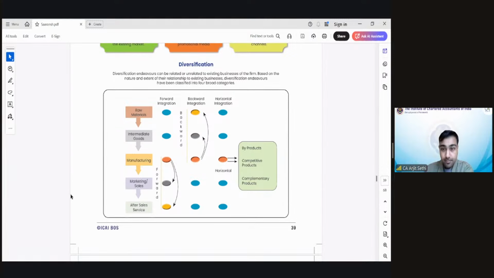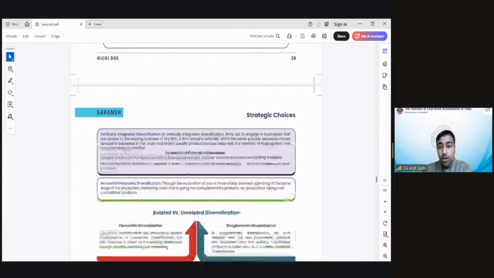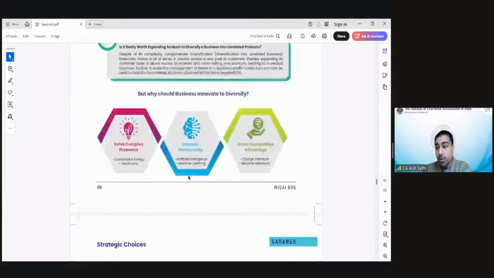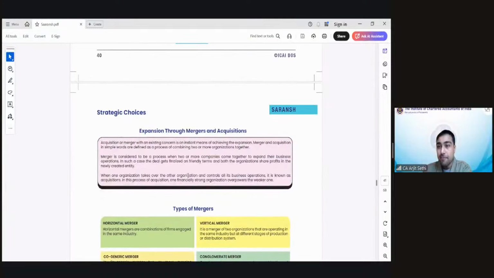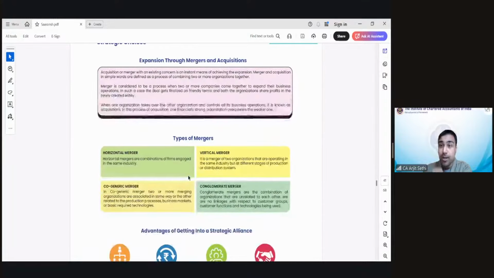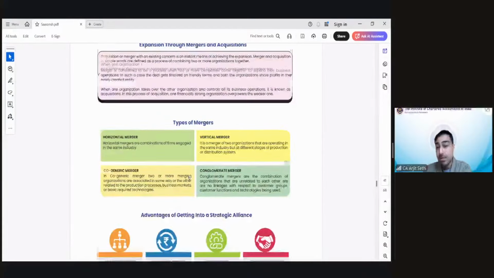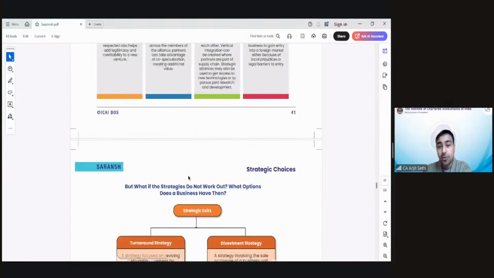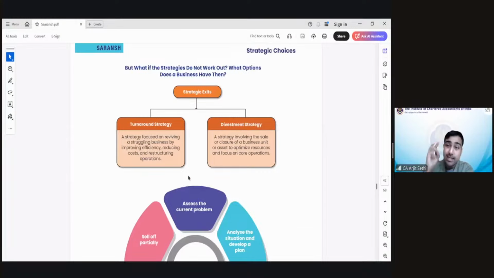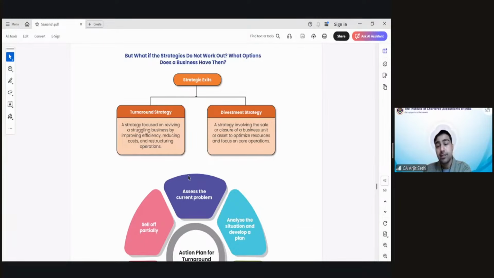Awesome. Very good. All of this you can read. It's available on the online BOS knowledge app. I don't want to go into every single word. It's a revision class. You can read it yourself. I just want to help you with this strategic exit. Number 3 strategy, my friend. Strategic choice is strategic exits.